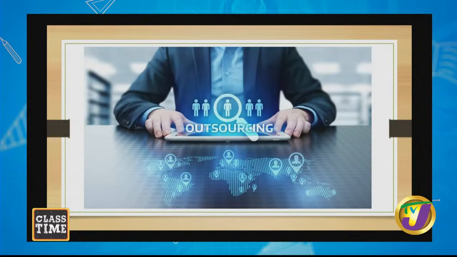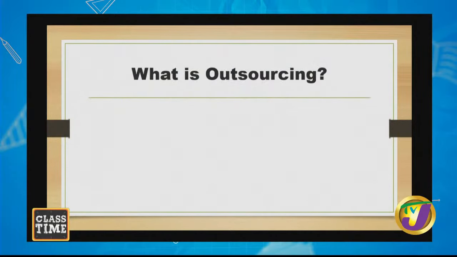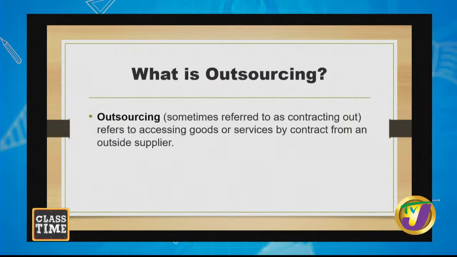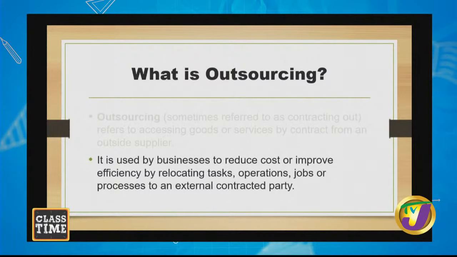So let us briefly examine outsourcing. So outsourcing, sometimes referred to as contracting out. We're familiar with that term, right? Refers to accessing goods or services by contract from an outside supplier. Now, it is used by businesses to reduce cost or improve efficiency by relocating tasks, operations, could be jobs, or other processes to an external contracted party.